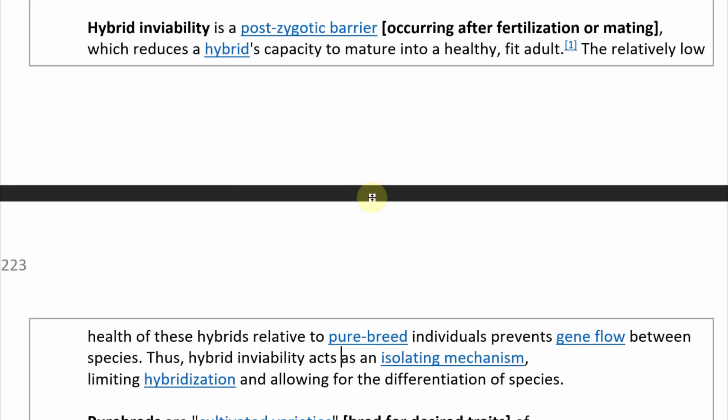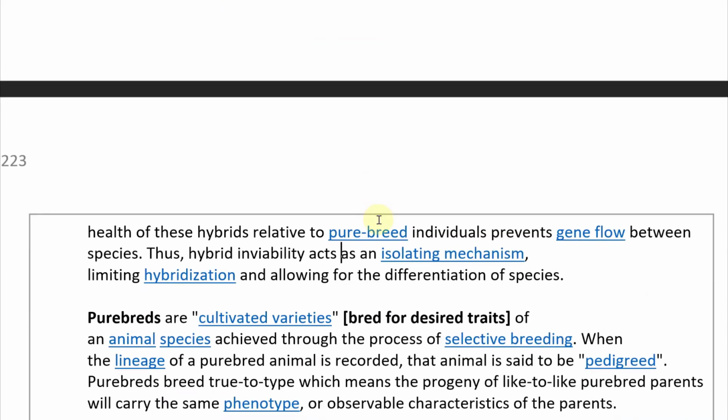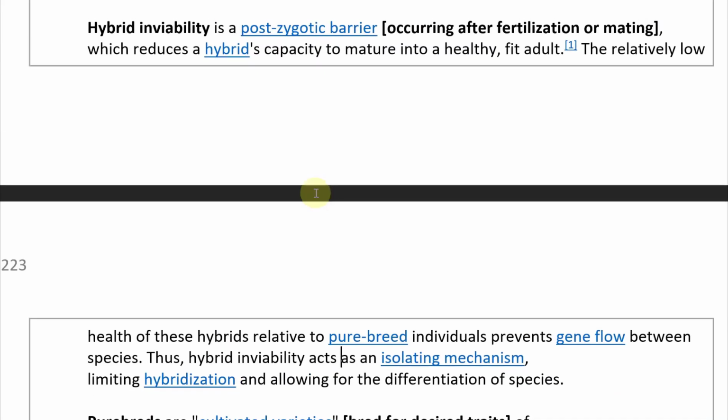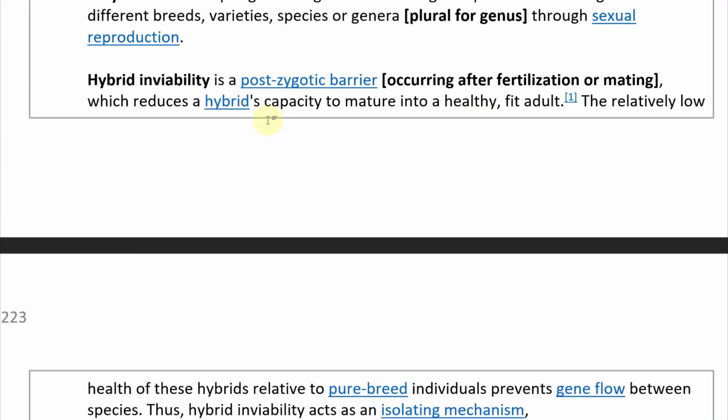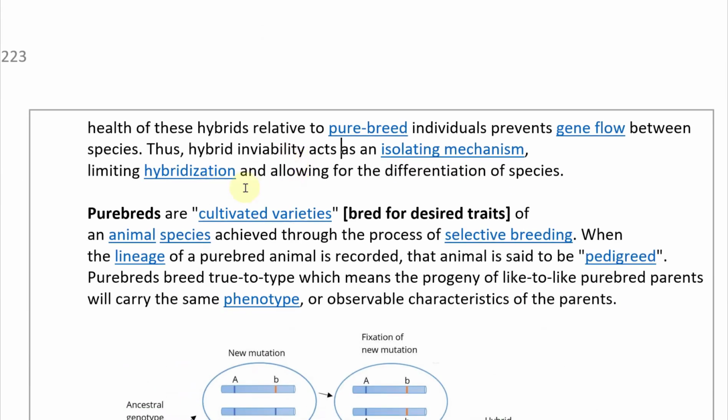Yes, you're going to have two populations that are separated from the others because of this hybrid inviability. So basically, it's a very low chance that the hybrid can grow up into a healthy, fit adult. And so your purebreds right here are, quote, cultivated varieties or bred for desired traits of an animal species achieved through the process of selective breeding.